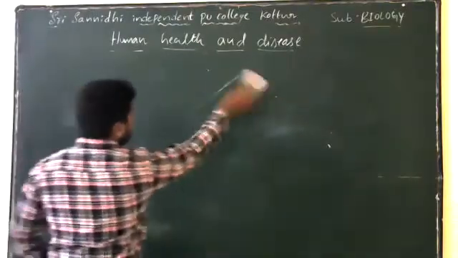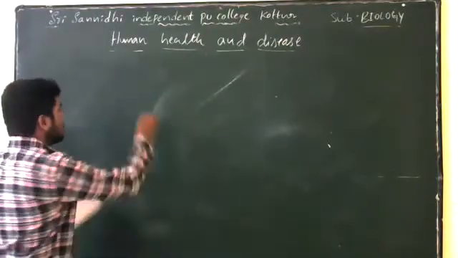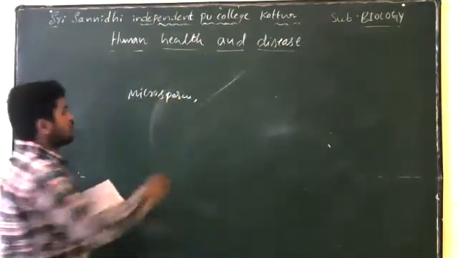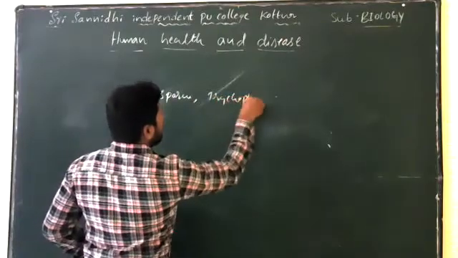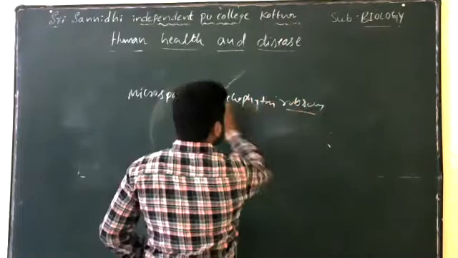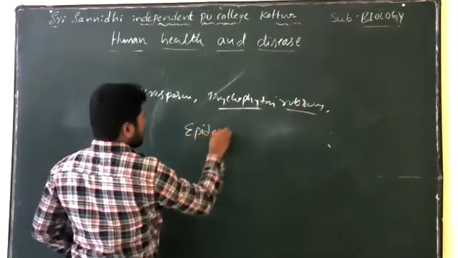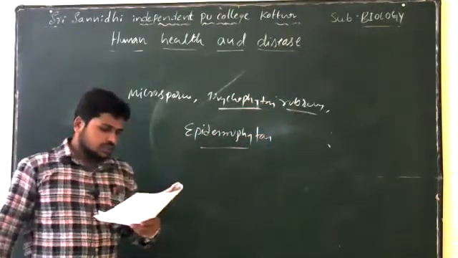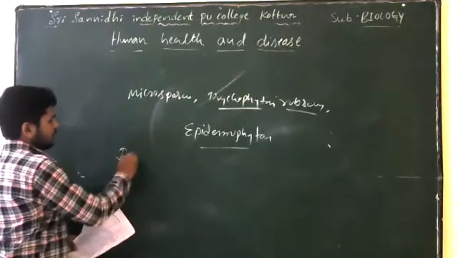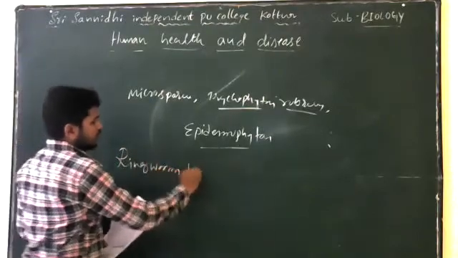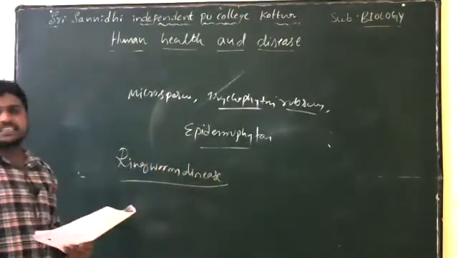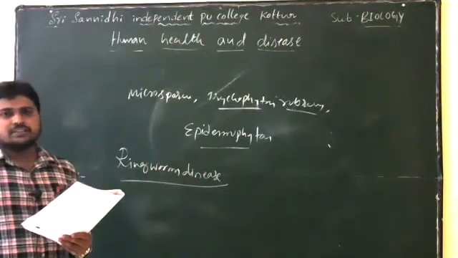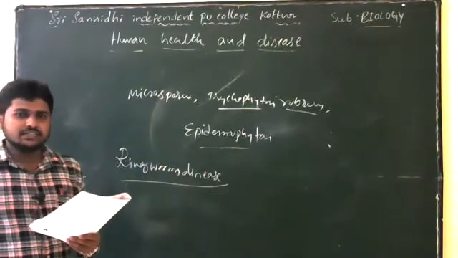Fungal diseases. An example is ringworm. Fungi such as Microsporum, Trichophyton rubrum, and Epidermophyton cause ringworm disease, with a dry scaly appearance on the skin.